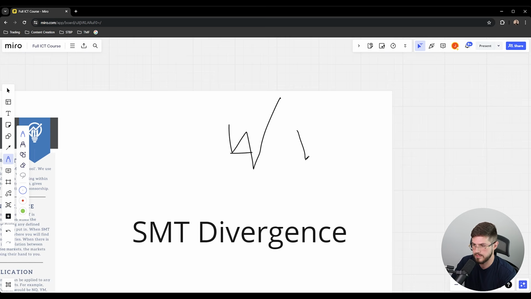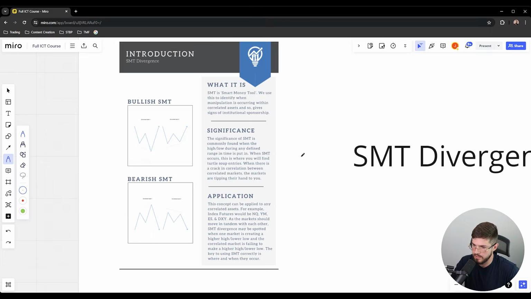Now, sometimes the market just does this and pushes away. This is also called an SFP for some people, a swing failure pattern, because we failed to push through and make a swing. But oftentimes when this occurs, let's say this occurs on the S&P 500, well, a lot of times the NASDAQ might be making a lower low. That would be SMT divergence because it's a crack in correlation. And that's all SMT divergence is.